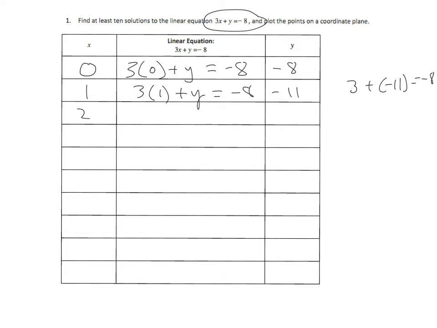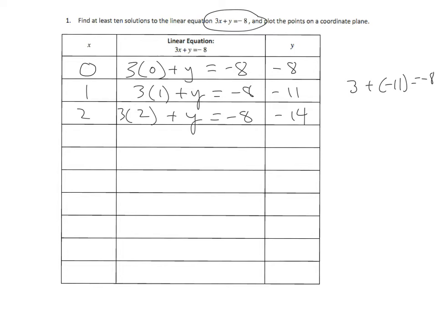So I can continue this. I can go 2, and I would know that 3 times 2 is 6. So if I have to think about y, I'm like, well, what would y have to be? Well, if I have 6, what would that have to be, 13? No, 14. So we'd have to have -14 for this equation to equal -8.